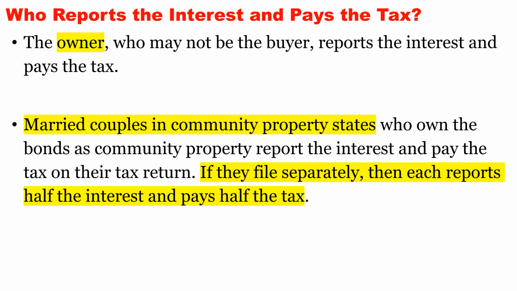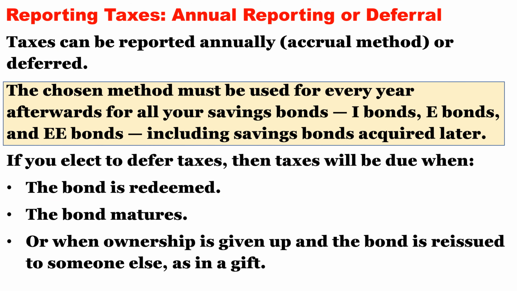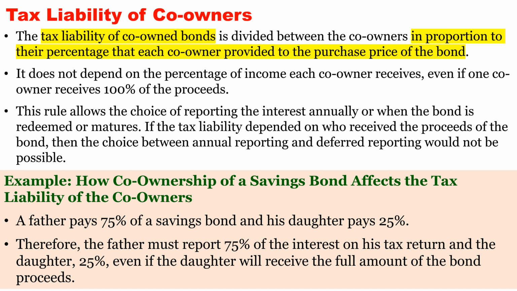The owner, who may not be the buyer, reports the interest and pays the tax. Taxes can be reported annually or deferred. However, the chosen method must apply to all savings bonds you own, including savings bonds you buy later. If you defer the tax, then taxes will be due when the bond is redeemed or matures.